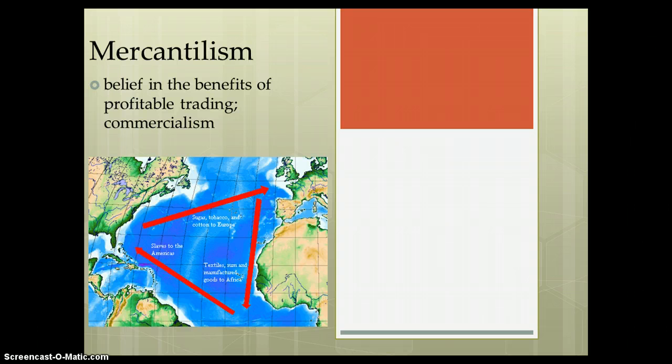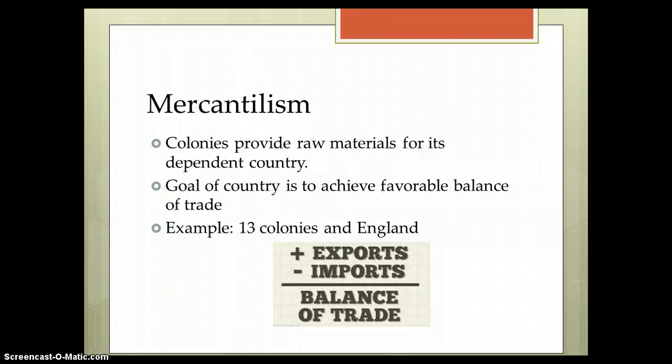And what this is basically about is the trade between one country and another, and how the incorporation of a colony that has a lot of resources can benefit a country and provide that country with favorable trade balance. Some of the keys in mercantilism: number one, colonies provide raw materials for its dependent country. Okay, that is the primary reason why countries have colonies.